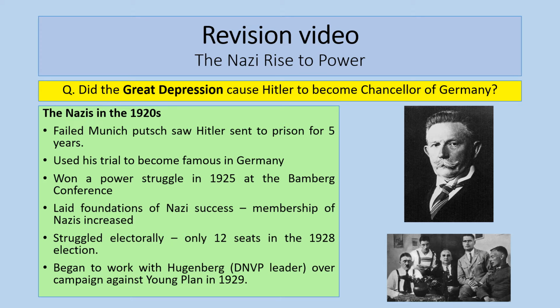Many people in Germany opposed the Young Plan and opposed Stresemann's policy of Erfüllungspolitik, which means fulfillment, which they thought was just caving in to the Allies, and therefore Hitler and Hugenberg, who was the leader of the German Nationalist Party, the DNVP, were very much coming together to oppose that. So that was the Nazis in the 1920s, but obviously everything changed with the Wall Street crash of October 1929.